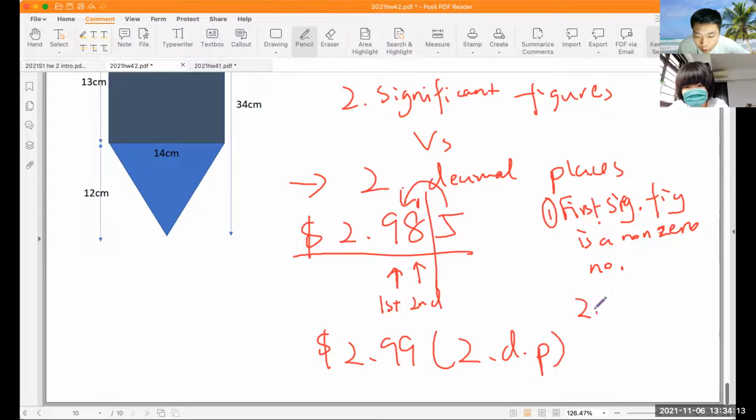So if I have 2.985, which one of these is my first significant figure? Given the definition, the first significant figure has to be a non-zero number. So is 2 my first significant figure? Yes, because it's non-zero. So this is my first significant figure, and the second significant figure is here.